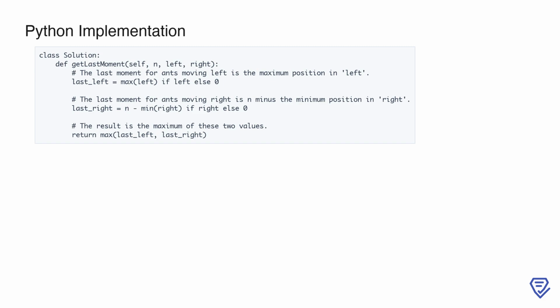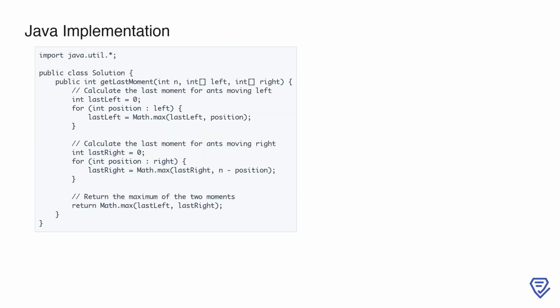This is the Java implementation of LeetCode problem number 1503, last moment before all ants fall out of a plank. The logic mirrors the Python solution, where we calculate the maximum time for ants moving left and right separately, and then return the maximum of these two values. Key differences include the use of explicit loops for processing arrays and Java's Math.max method. The solution avoids unnecessary computations and uses concise, Java-specific syntax.